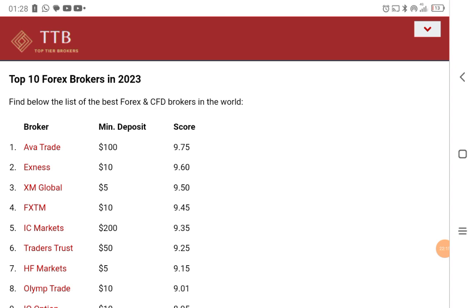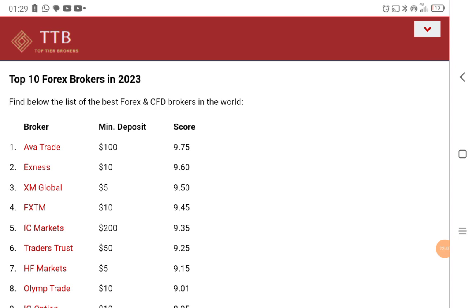I've used up to 4 or 5 brokers now, but I'm sticking with XNES because I am getting a lot of benefit from them. Every time I withdraw my profits, within 10 minutes they send it directly to my bank account.